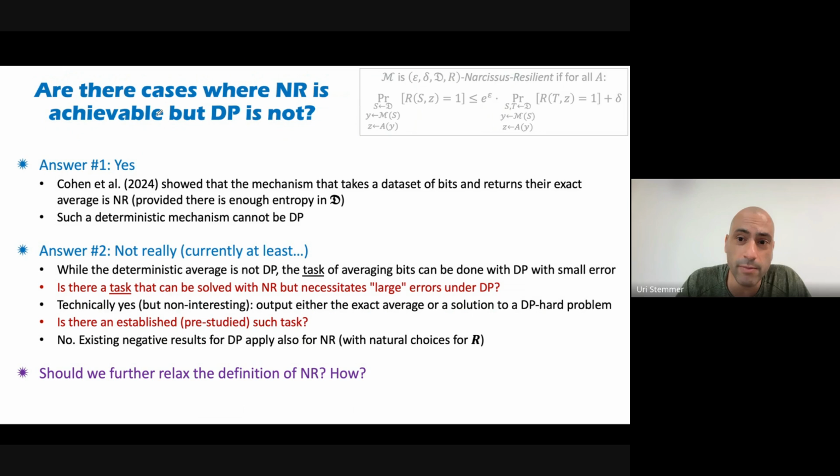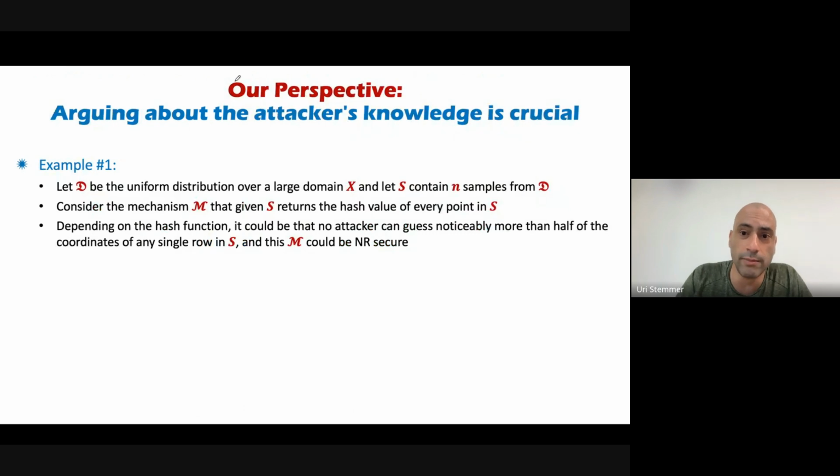So I guess that maybe this means that we want to further relax this security definition of Narcissus resiliency in order to support even more utility. And essentially that's what we are doing in the current paper. The main conceptual modification we introduce in this paper is that we want to take into account the attacker's knowledge. To motivate this, let's consider the following example.